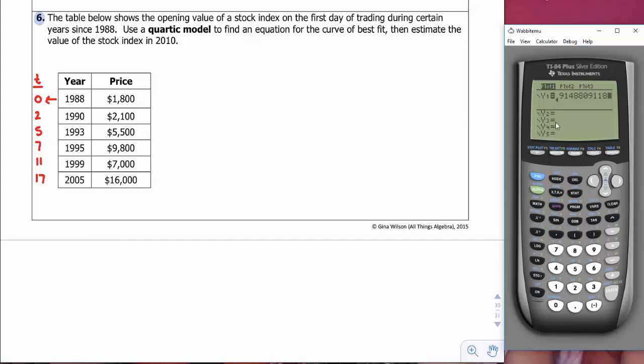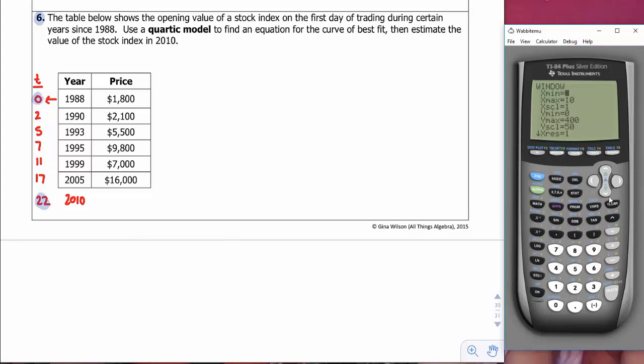So we have our equation already. We need to get our window, and we want to make sure our window goes out to 2010. So I'm looking here to 2010. That's 5 more years after 17, so that's going to be 22. So my domain starts at 0 and goes to 22.